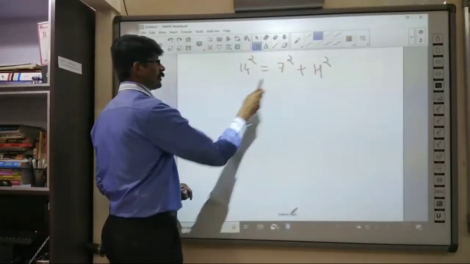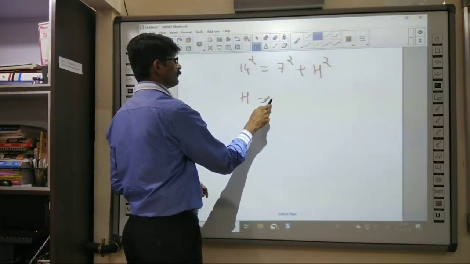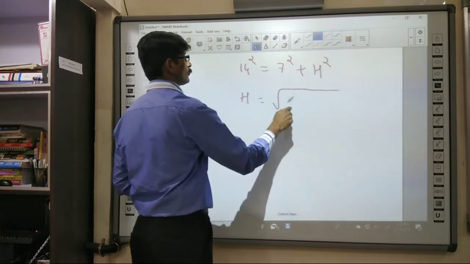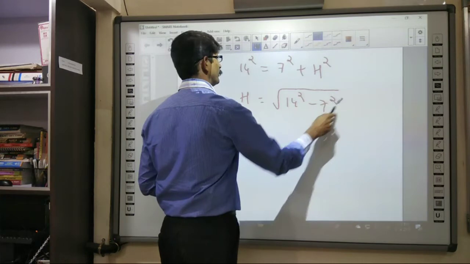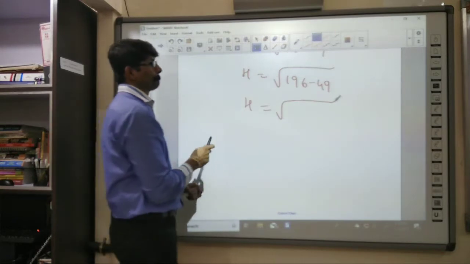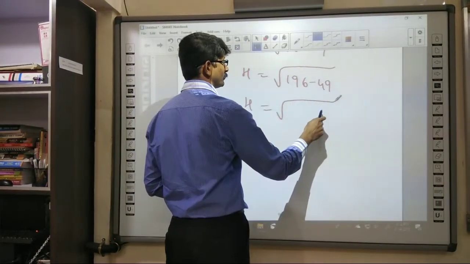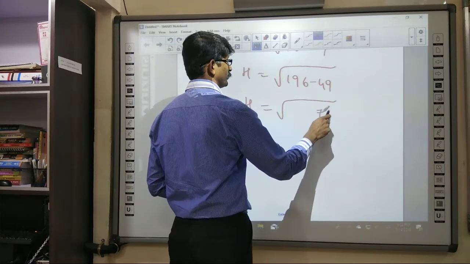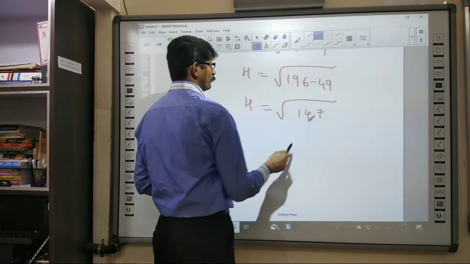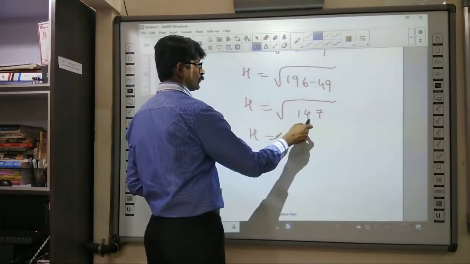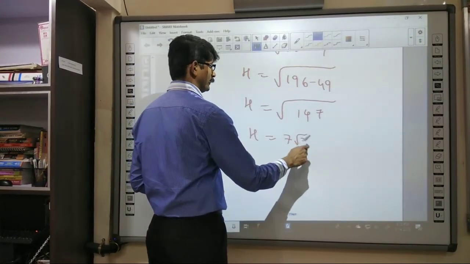So what is this capital H, the height of the cone? The height of the cone would be root of 14 square minus 7 square, which is root of 196 minus 49. So H is root of 196 minus 49. 16 minus 9 is 7, and 18 minus 4 is 14, so 147. So H equals 14 and 3, so 7 root 3.